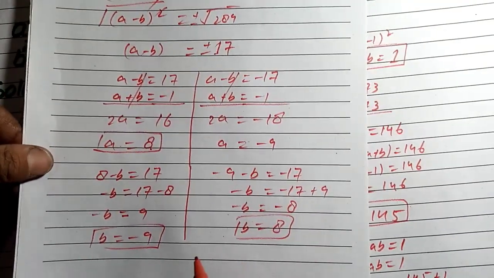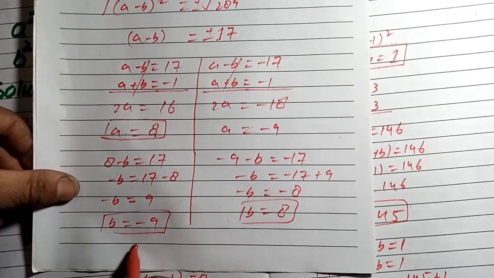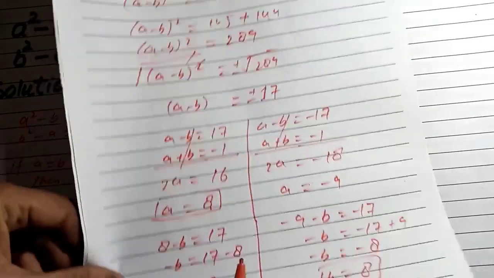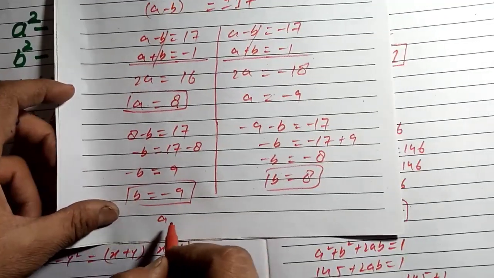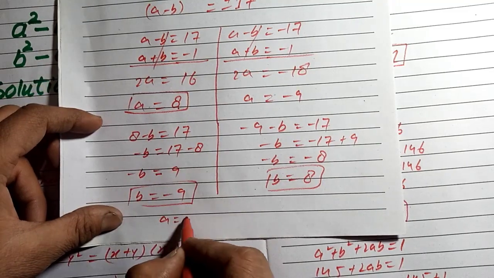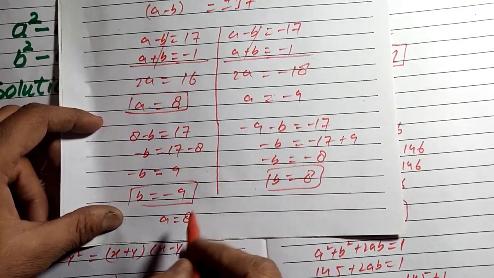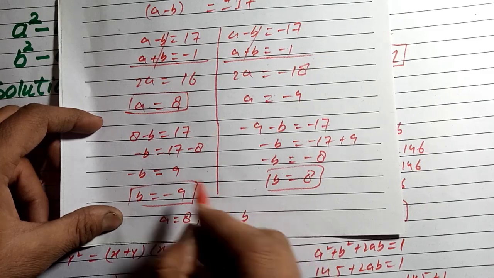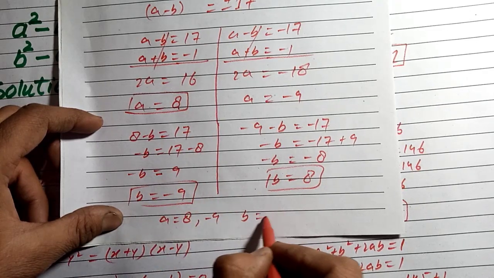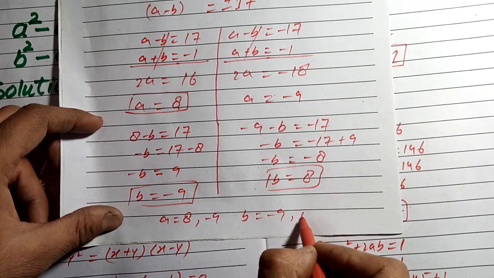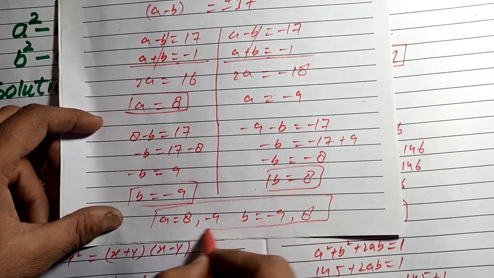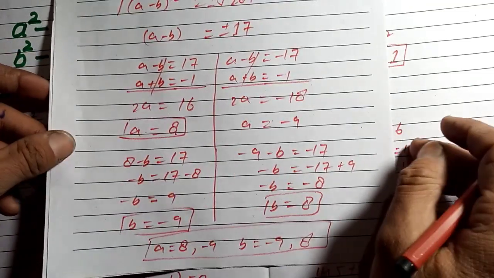So we can write a and b. We can find the value of a and b. A is equal to 8 here, and a is -9, and two values of b here, b is -9, and here b is 8. So there are 4 values, 2 values of a and 2 values of b, that we can get in this equation.